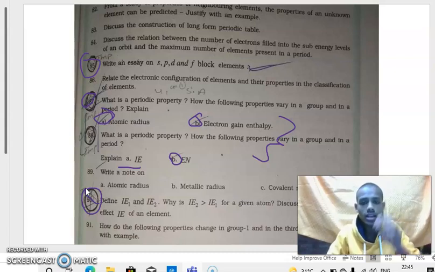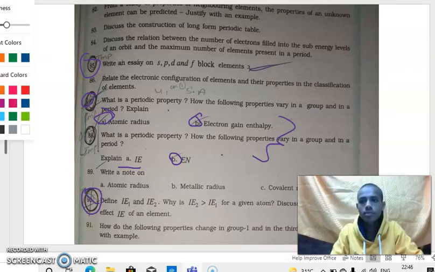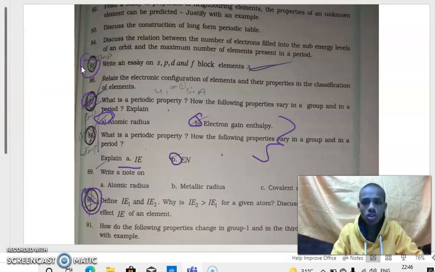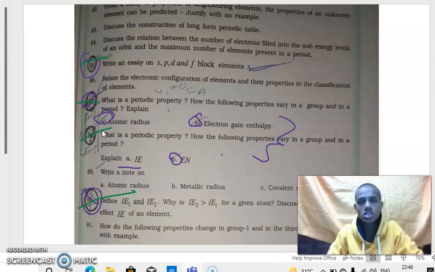And next, further going to next question. Define ionization energy of first and second. Why is IE2 greater than IE1 for a given atom? Discuss the factors that affect IE of an element. In this lesson, you need to most focus on these 3 because these are definite questions, most expected questions. You need to focus on this.